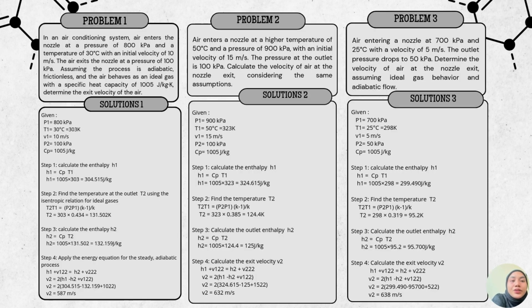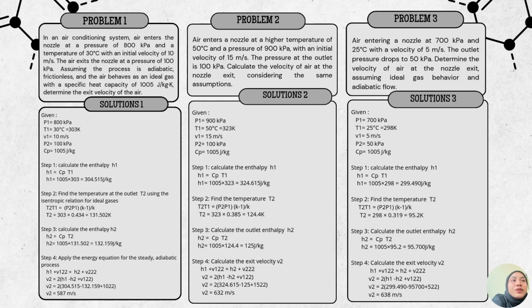So here are the 3 example problems in 3 different scenarios involving an adiabatic nozzle. In each case, we need to determine the exit velocity of the air. We treat air as an ideal gas and assume a steady flow process where heat transfer and work are zero. Therefore, the decrease in enthalpy is converted directly into kinetic energy.